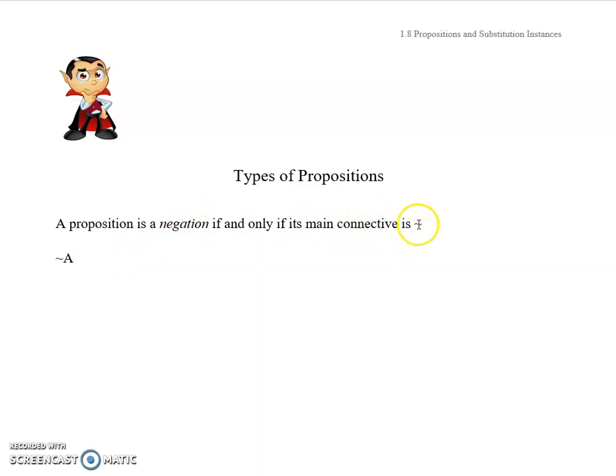Why? Because its main connective is this, right? And in fact, here's a new proposition I just pulled out of a hat. Is it a negation? Yes, absolutely. It is a negation. Why? Because its main connective is tilde, namely that one right there, okay?